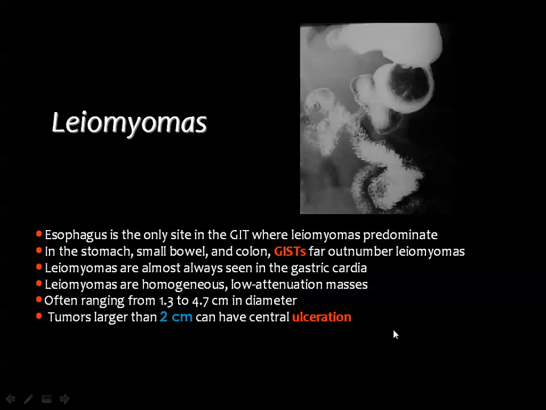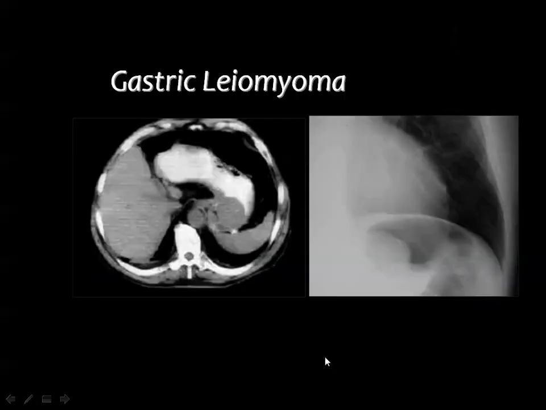Similar to the esophagus, leiomyomas are usually small, and the small tumors are usually not aggressive. These leiomyomas do not have superficial ulcers or internal breaking down. And this is an example of gastric leiomyoma in the fundus, showing homogeneous CT density, and you can see the shadow of the tumor through the air bubble in the stomach.